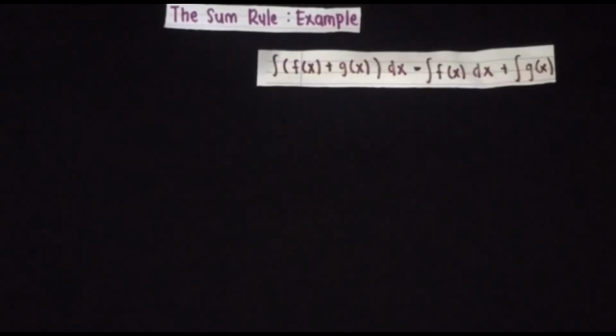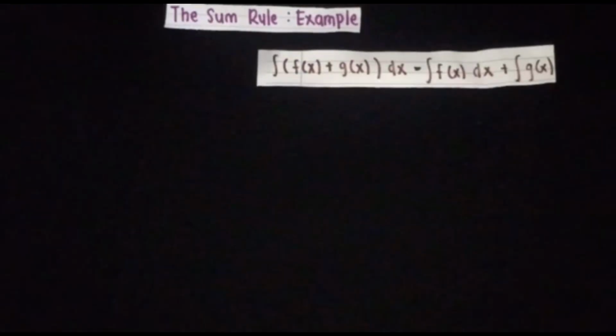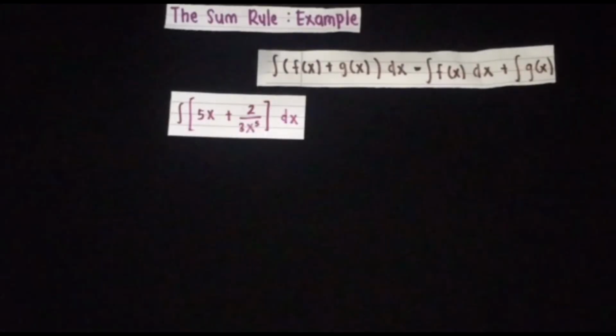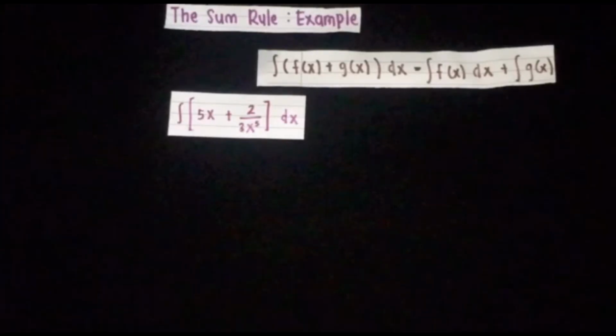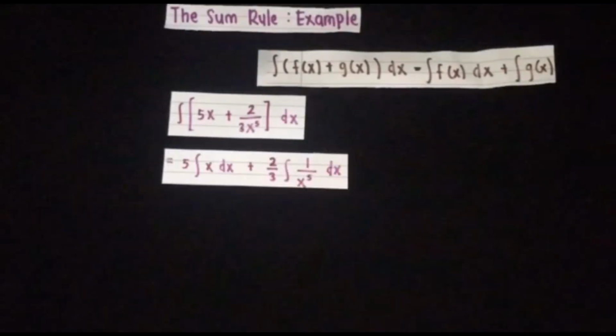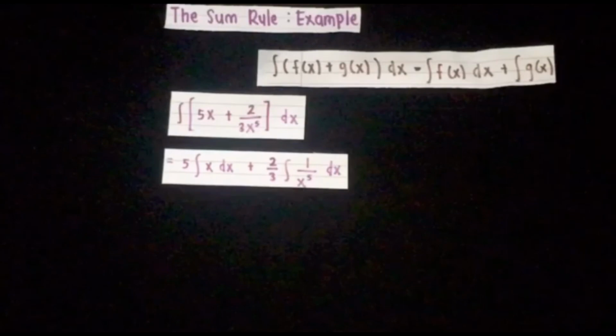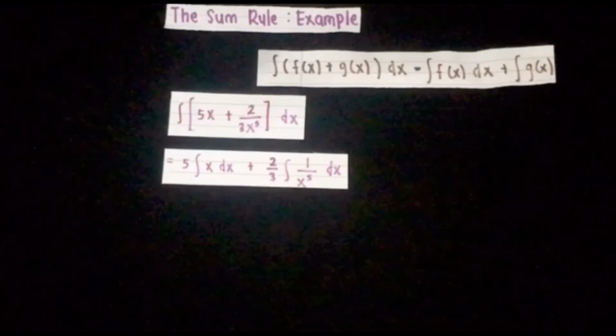Example for the sum rule from question 11 and question 15 from exercise set 5.2. Question 11 asks us to integrate 5x plus 2 over 3x to the power of 5 dx. To make things easier to see, what we should do is split this into two different terms, which will be the integral of 5x dx plus the integral of 2 over 3 x to the power of 5 dx.